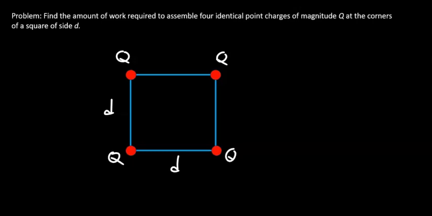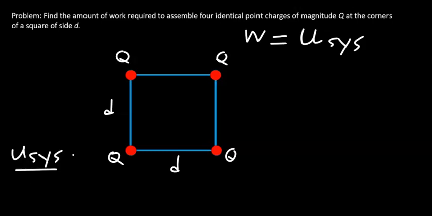So the idea is, of course, the work required to build such a system of charges must be the same as the electric potential energy of the final system. So let's just calculate the electric potential energy of such a system. Let's label this charge to be charge 1, this is 2, this is 3, and that is 4.